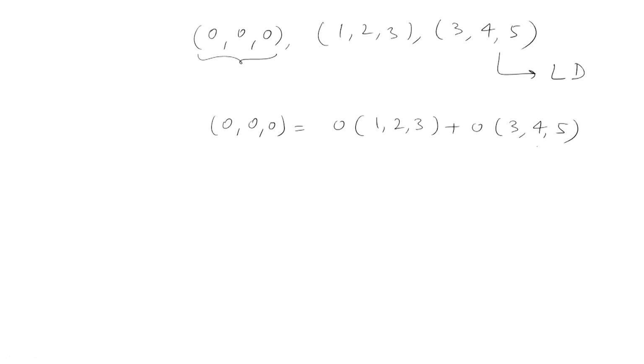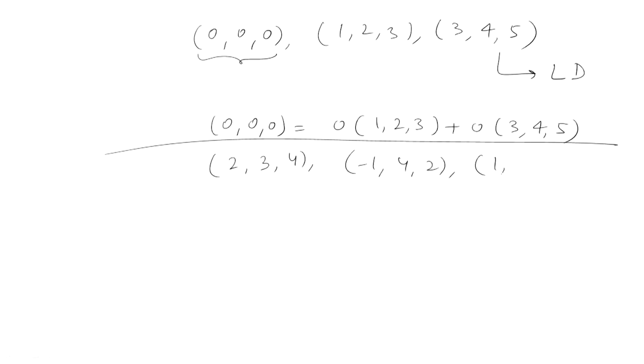That means one of the vectors of this set can be expressed as a linear combination of the remaining two vectors. This means the set is LD, the set is linearly dependent. Now, if you see the next problem, it is (2, 3, 4), then (-1, 4, 2), then (1, 7, 6). Okay. Now, you have to see whether this set is LI or LD.